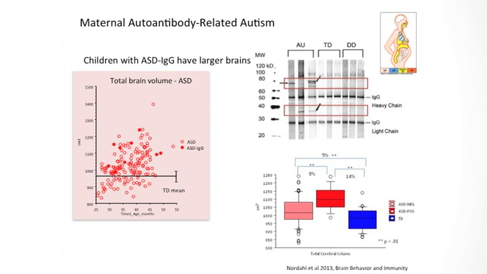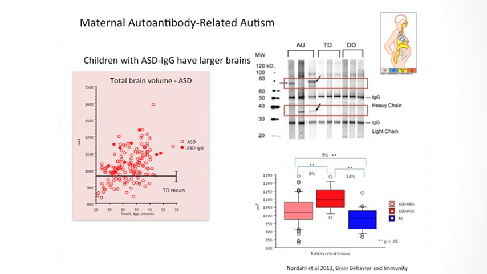Mothers of typically developing children never showed these antibodies, and these are IgG antibodies that are active during pregnancy. During gestation, the fetus does not have its own immune system, it's relying on its mother's immune system. And mothers with this abnormal IgG antibody have children with autism. And so that's the association there.